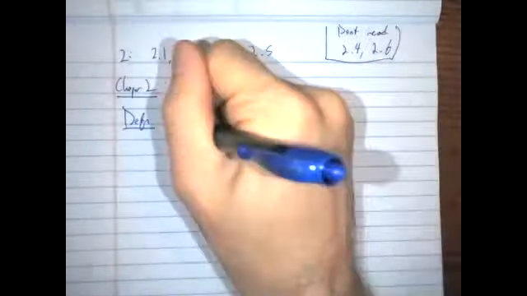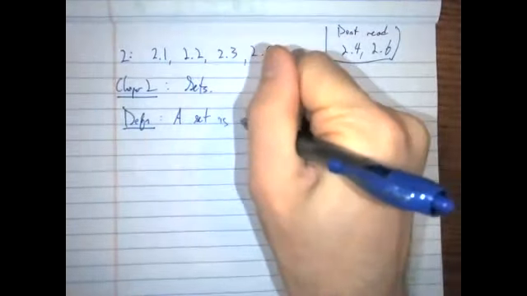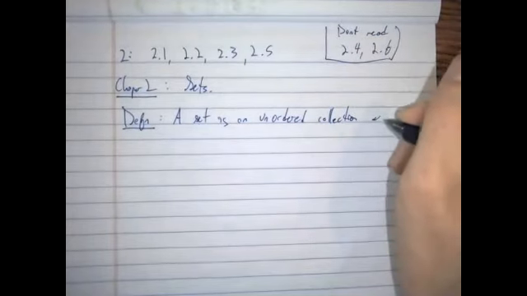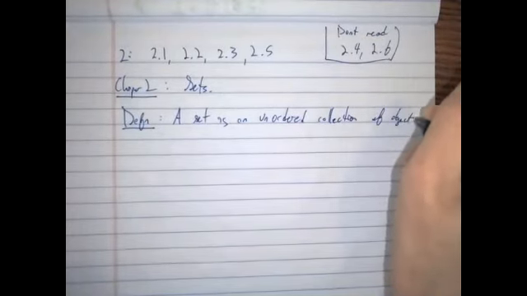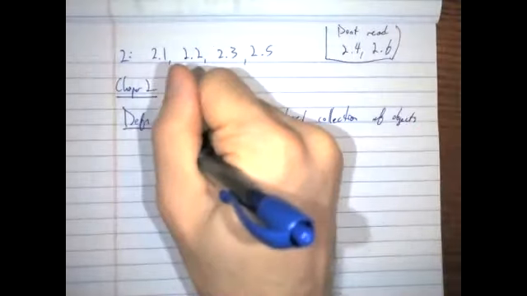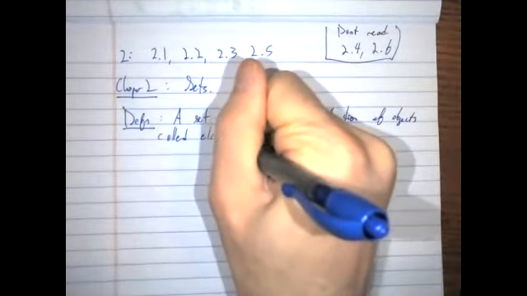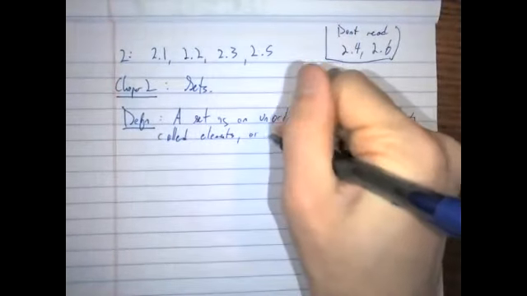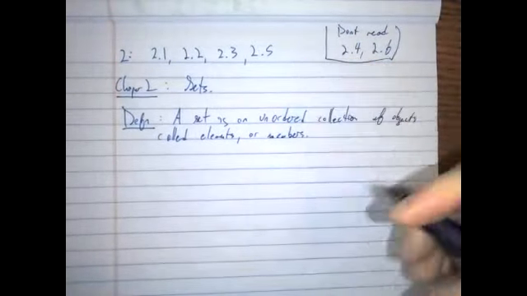Sets. Let's start with a definition. This is kind of a weak definition, but a set is an unordered collection of objects called elements or members. A set contains its elements.